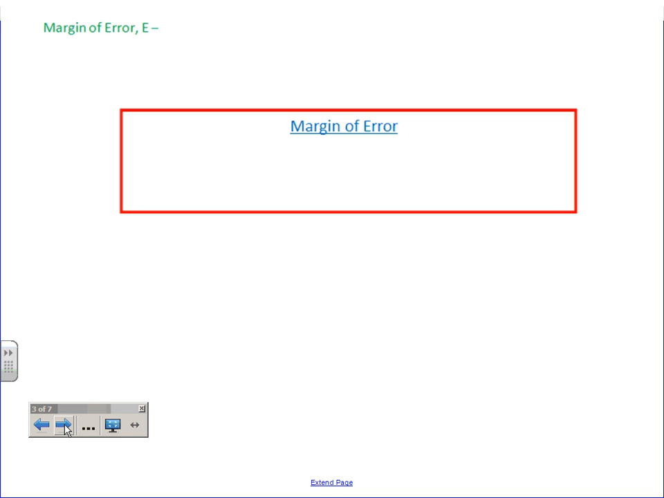Margin of error. I've already talked about that a couple times today. What do you suppose that margin of error is? Normally notated with an E. Like in the examples I've been given, yeah.